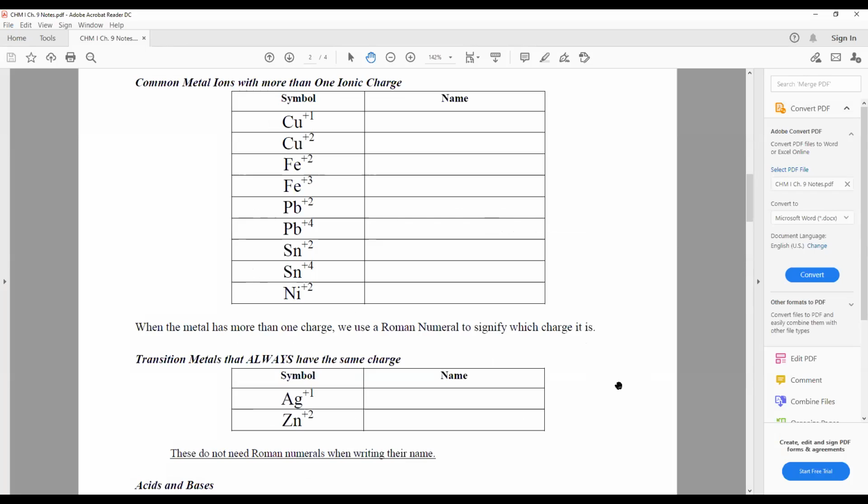Okay, thanks. Sorry. So if you see copper or iron or lead or tin or nickel, all of these elements can have more than 1 charge, which is different than like sodium. Sodium always is +1 because it's in the first column, okay? So when you see one of those elements, it needs the ion's charge in there as well.